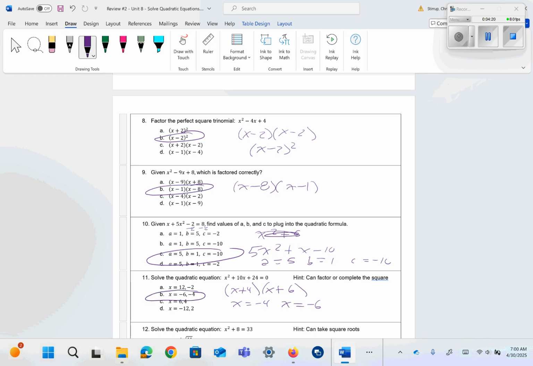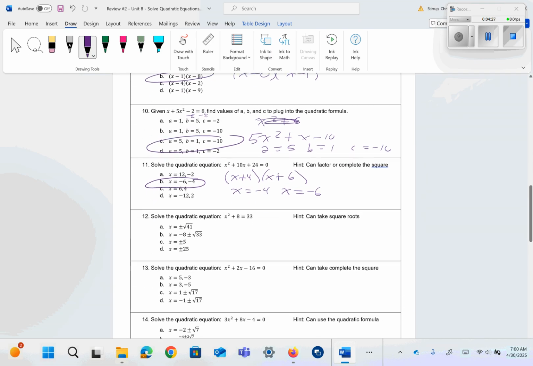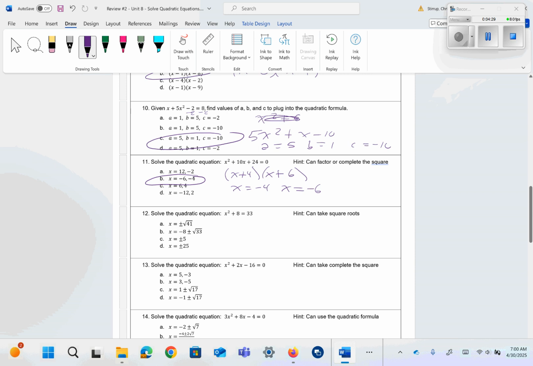Hey, do you think if you use the quadratic formula on that, I would know? Probably wouldn't. I'm just looking for your answer. Solve using the quadratic formula.